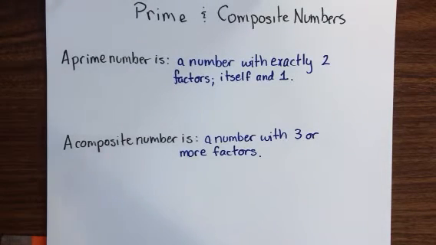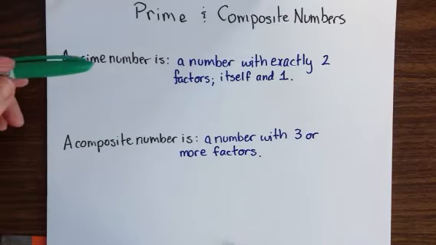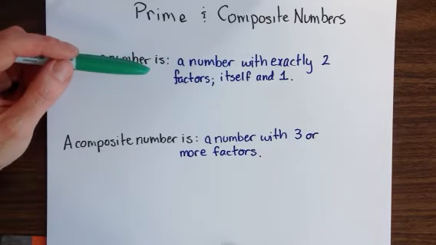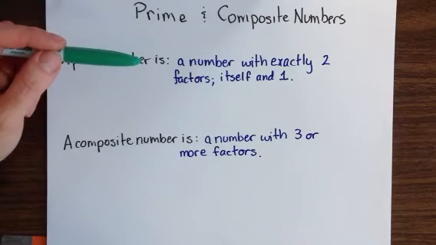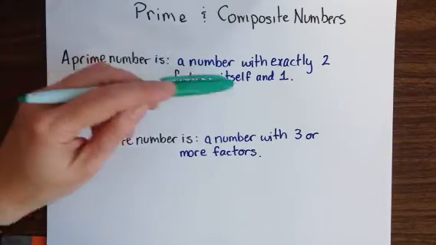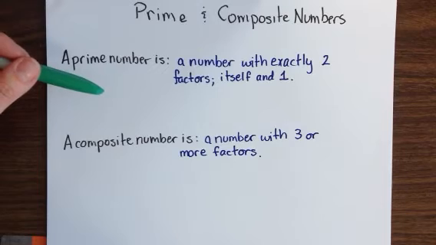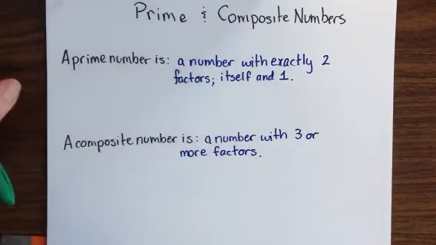So when we think of the counting numbers that we use, 0 and 1 are not going to go on either one of these lists, because 0 has an infinite number of factors. You can multiply 0 by anything and you still get 0. 1 is also not a prime number because it has only one factor, because 1 is itself.